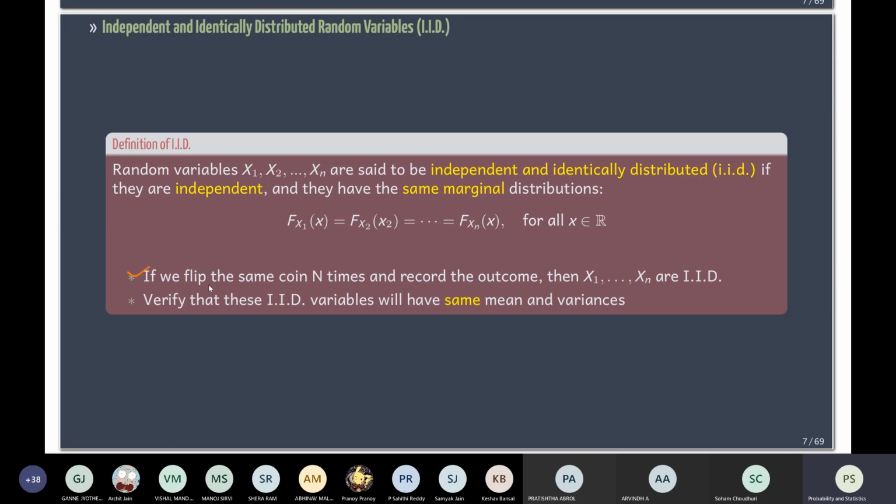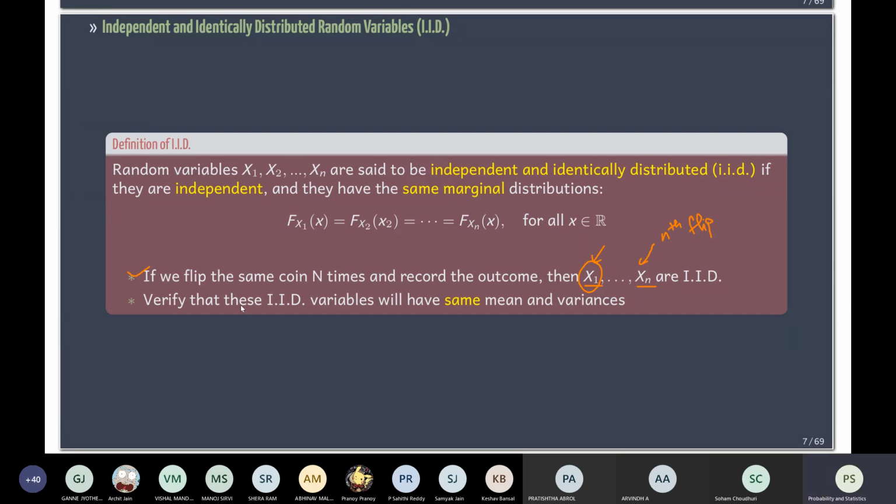One example of this could be if we flip the same coin n times and record the outcome. So this is the outcome for the first flip, and this is the outcome for the nth flip. These x1 to xn are IID in this case because the coin flips are independent of each other, and they are coming from the same distribution because it's the same coin toss itself. So they follow the same Bernoulli distribution, right?